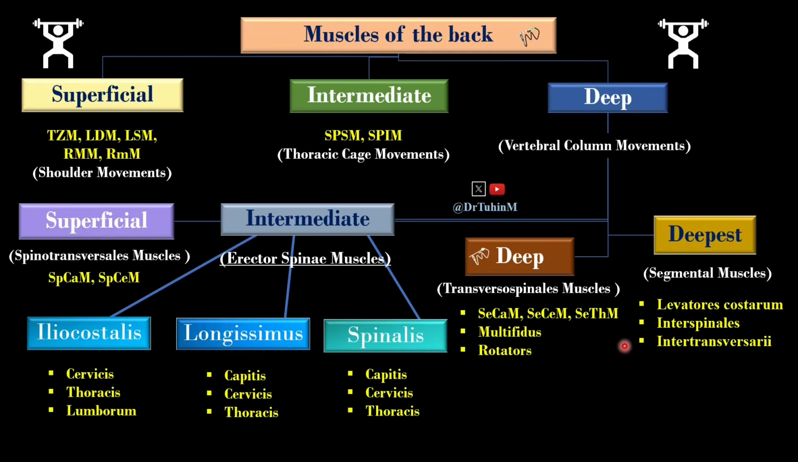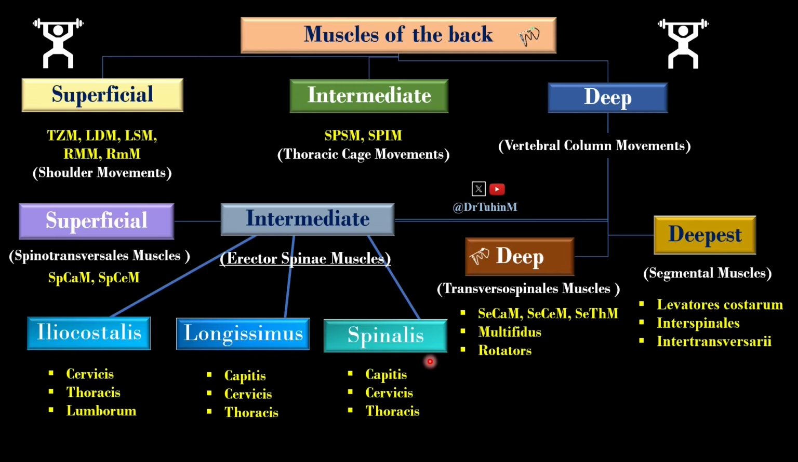The muscles of the back, usually we can divide into superficial, intermediate and deep parts. The superficial part is connecting the limbs with the body. The intermediate part usually is involved in thoracic cage movements, and today our area of interest is the deep part. Here you can see the erector spinae muscle, which is actually a group of three muscles: iliocostalis, longissimus, and the spinalis.